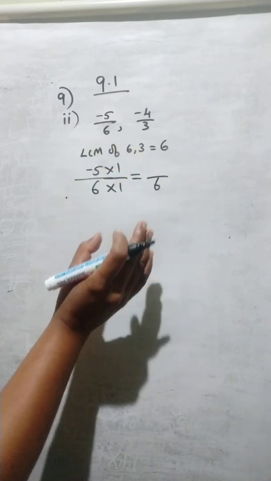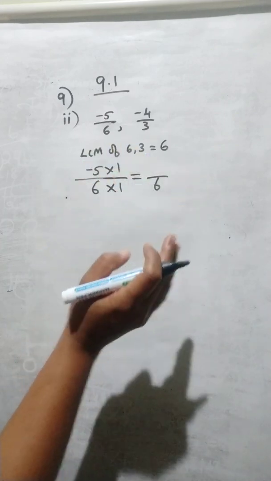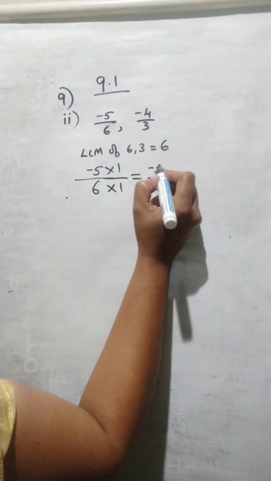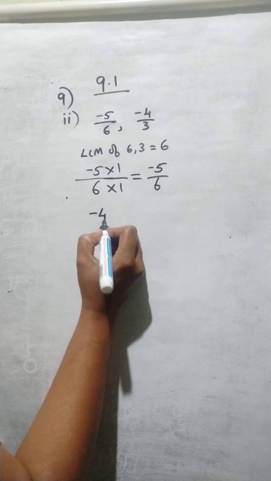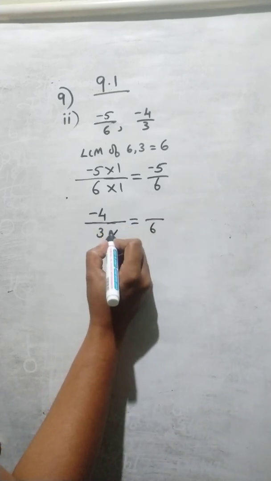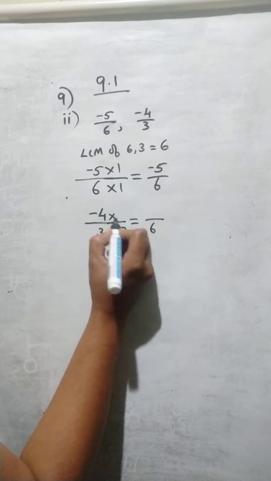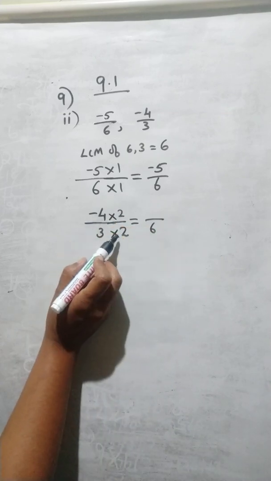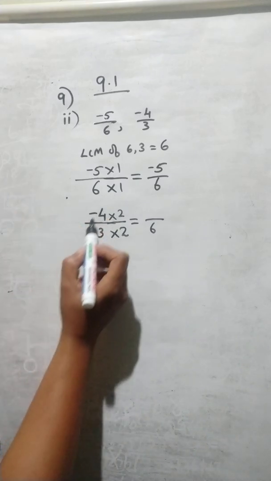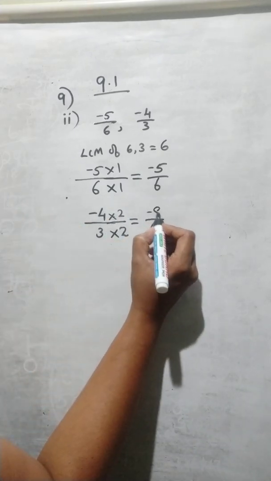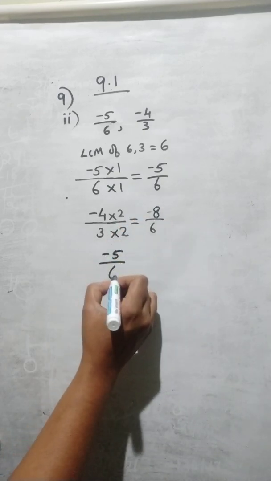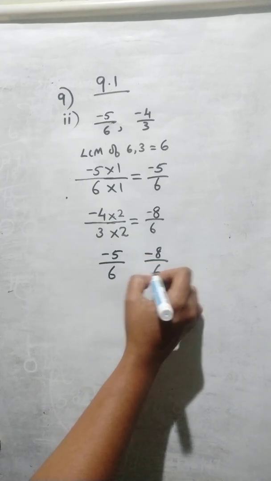Anyway, here we don't actually need to convert, but you can understand it. That is why I am doing it here. So, negative 5/6. Next, negative 4/3. 6 will be there. We have to multiply the denominator also by 2. Okay. So, the numerator we have to multiply by 2 itself. So, negative 4 times 2, negative 8. So, here negative 5/6 and negative 8/6.